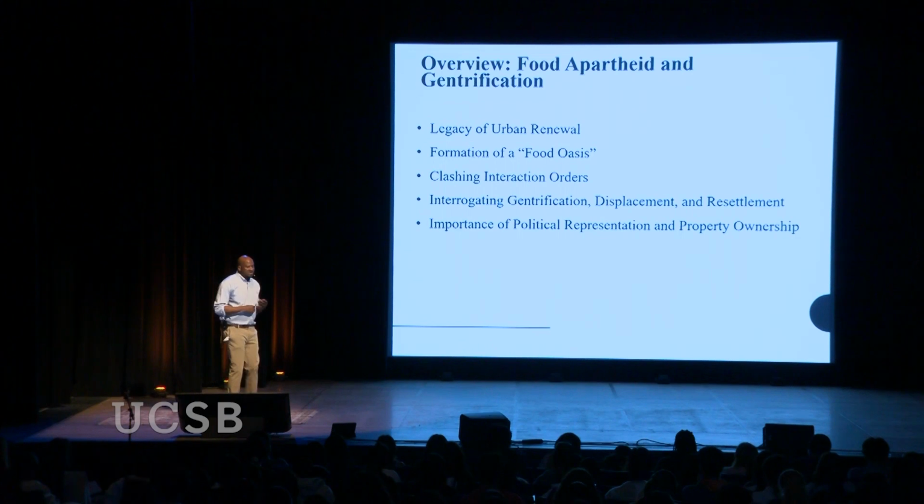But it also made me think about, how do we think about gentrification as something that happens over time? What about displacement and resettlement? How do we think about the people who are in these spaces, but the people who are no longer in these spaces? And one of the things that residents suggested is that if they had political representation and property ownership, they could have prevented this from happening.